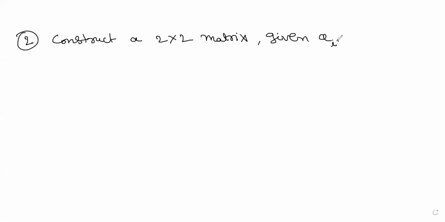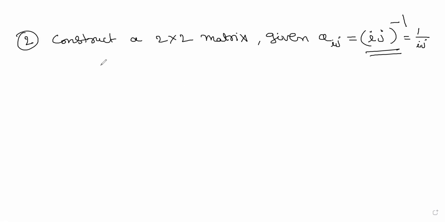Question number 2. Construct a 2 by 2 matrix given Aij is equal to (ij) whole power minus 1. Ij, I into j whole power minus 1. Power minus 1 means 1 by ij. That means 1 by i into j. Got it? 1 by i into j.